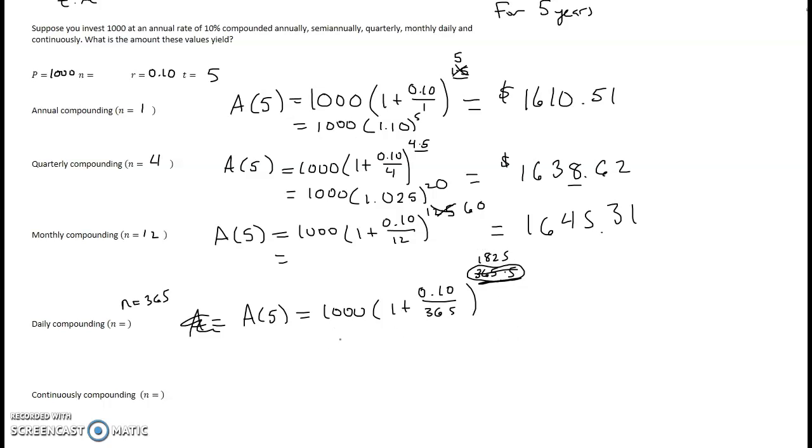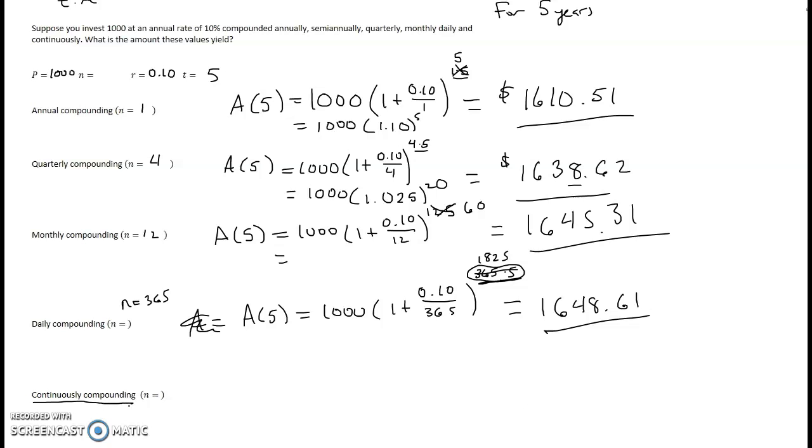So now I'm going to type this straight into the calculator, 1,000 parentheses 1 plus 0.10 divided by 365, and that's raised to the power of 1,825, and I get $1,648.61. So we can see every time we increase the number of times it compounds, we make a little bit more money. So the best way to have your money compounded is to compound it continuously.